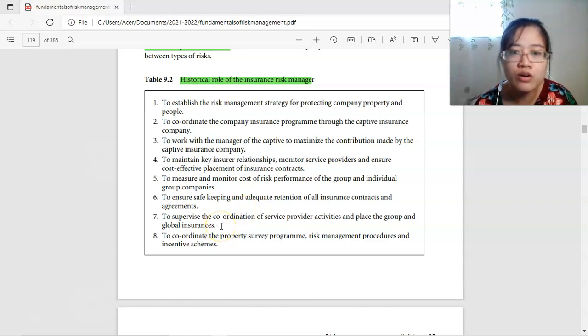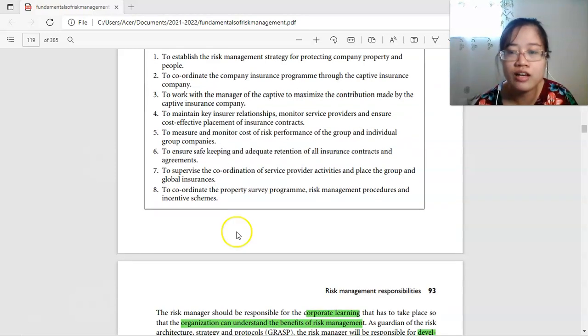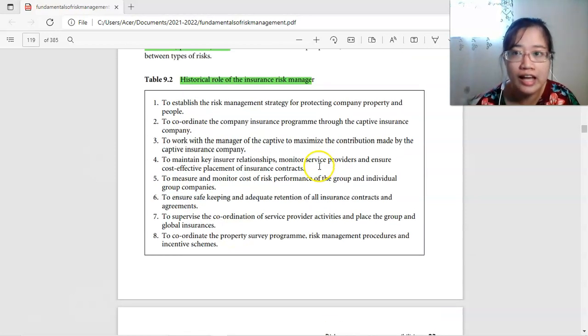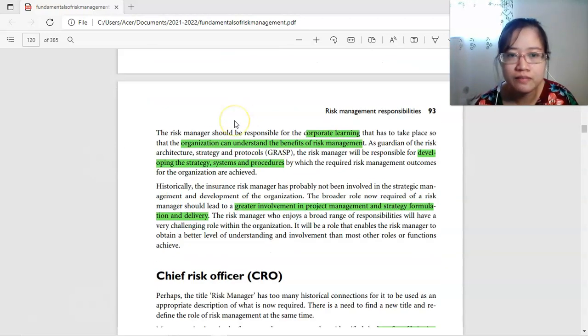To supervise the coordination of service provider activities and place the group and global insurances. To coordinate the property survey program, risk management procedures, and incentive schemes. Ayan. But essentially, this is historical. Some of these could still be applicable today. Some are no longer applicable. Okay.